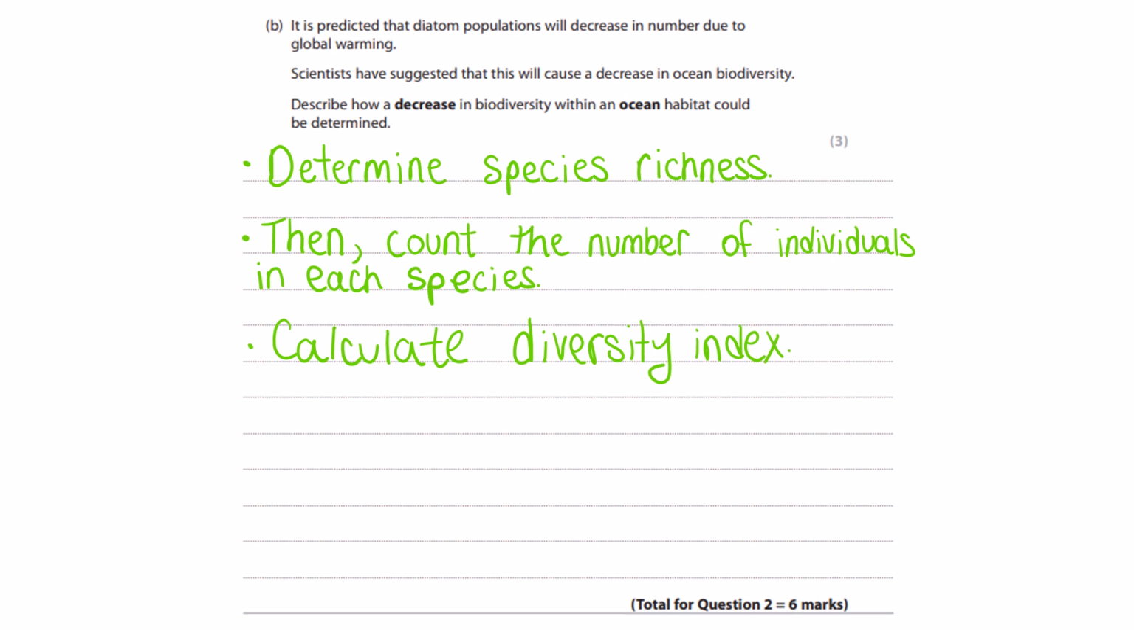Determining the species richness means just finding how many different species there are present in the habitat that you are working on. Okay, and then within these species, you need to count how many individuals are in each species. So the second point is then to count the number of individuals in each species, okay? And then you're going to calculate a diversity index to find out the amount of diversity that we have.